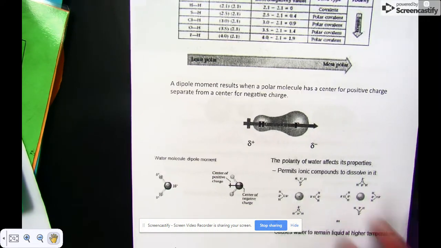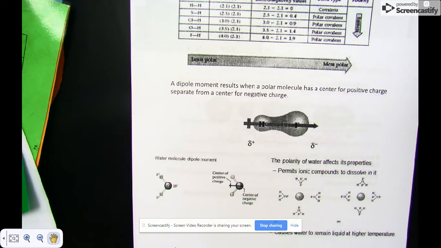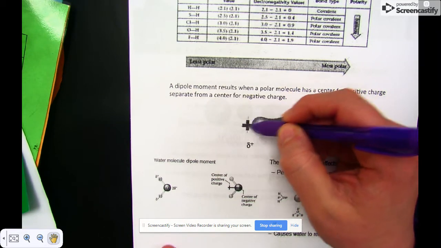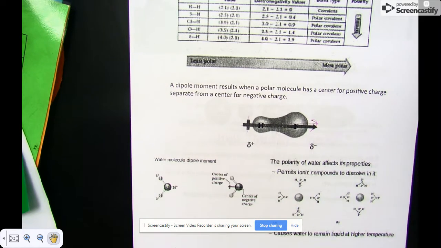All right, so in our last set of notes, I mentioned the word dipole, and I said dipole moment. A dipole moment results when a polar molecule has a center of positive charge separate from a center of negative charge. So you get this sort of positive and negative situation happening. We always draw it with a positive side and an arrow going to the negative side, showing the fact that these things are being pulled with a slightly positive or negative charge.